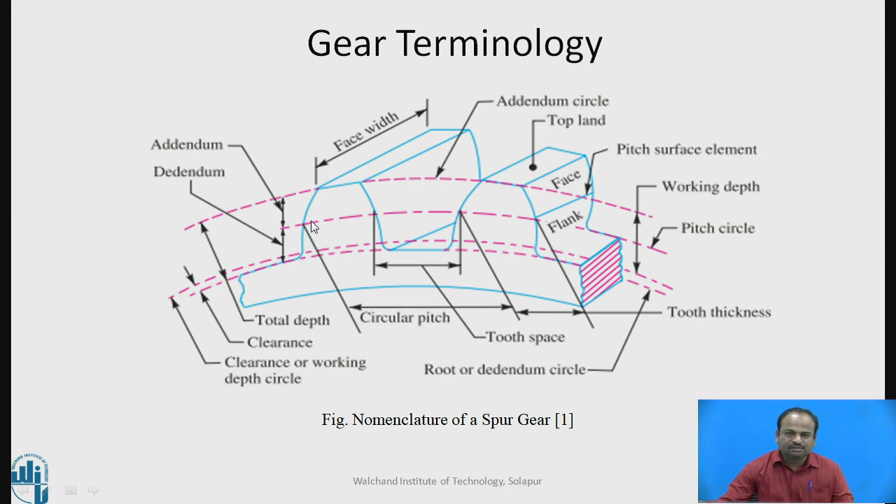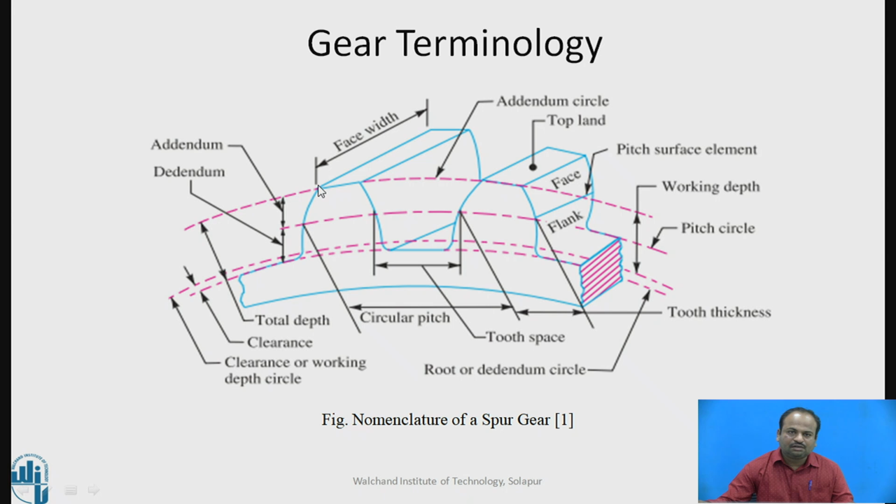It is the imaginary circle drawn from the pitch point of the spur gear. What is the pitch point? When two gears are meshing with each other, the two teeth of the two gears meet at one point. That particular point is called the pitch point. And the imaginary circle drawn from the pitch point is the pitch circle diameter.